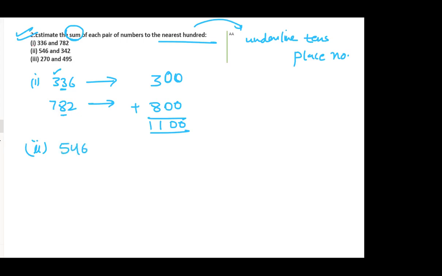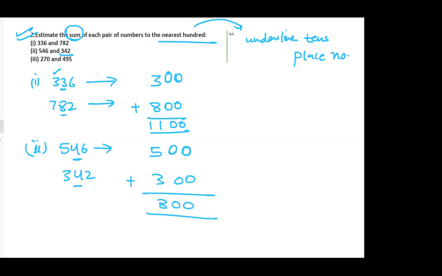546. So round off 546 first of all to the nearest 100. So 6, make this 0, 4 becomes 0, and 500 as it is. And the next number is 342. Okay, 342. So 300. Now add both of them, you will get 800. This is your answer. And now do the third part.